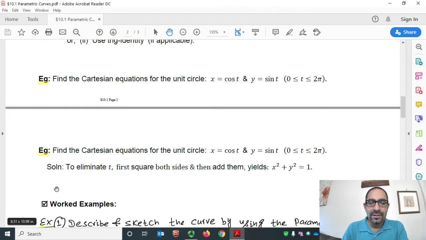Solution. To eliminate t, first square both sides and then add them. This gives us the left side x squared plus y squared. The right side is cosine squared t plus sine squared t. That's simply 1 using a trig identity. So then we have x squared plus y squared equals 1. That's the equation of the unit circle in Cartesian form. Great. Now let's move on.